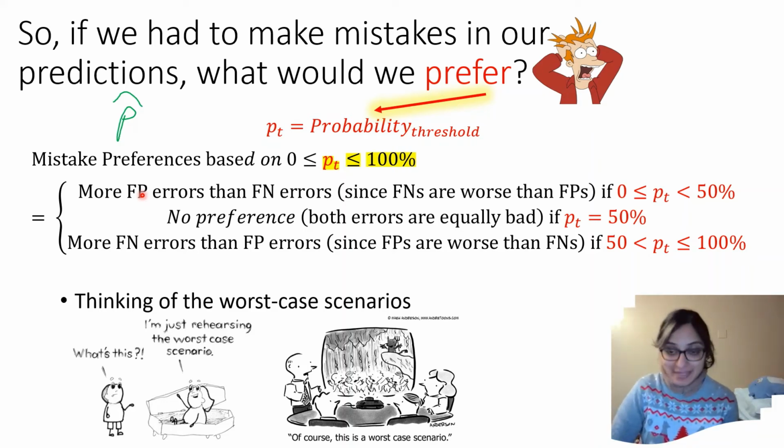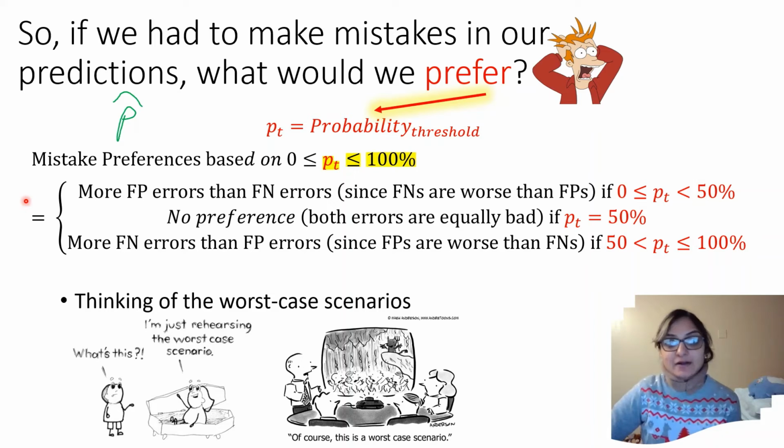And here, if your threshold probability is greater than 50% but less than 100%, then if you had to make errors, you would prefer to make more false negative errors than false positives, because you believe that false positives are much worse than false negatives. You've already made it really strict to predict positive. You've raised the bar so high because you don't want to unnecessarily predict positive.